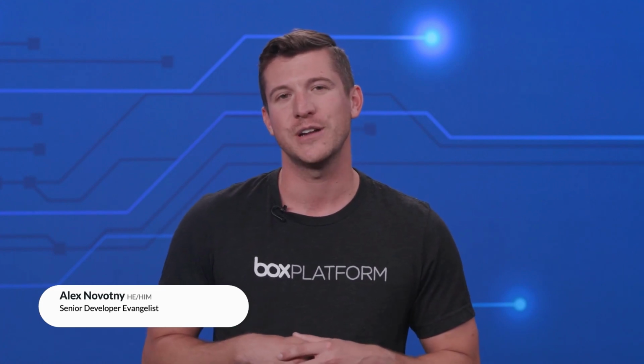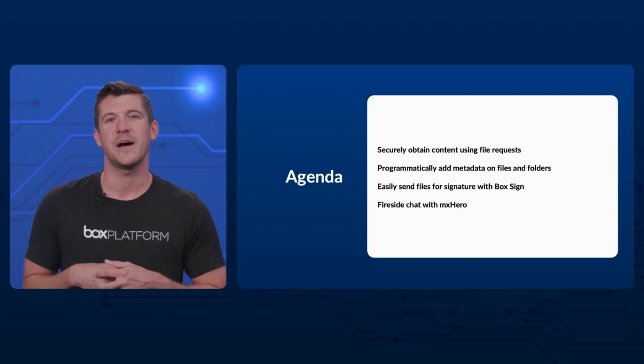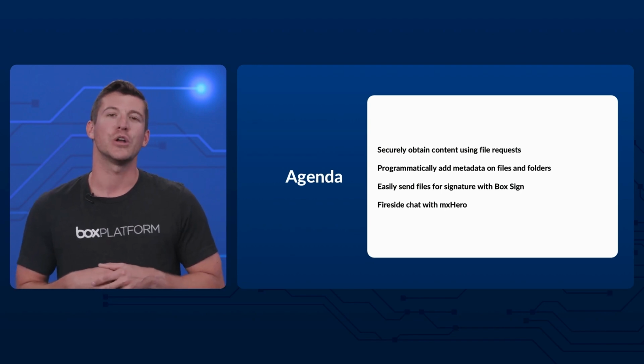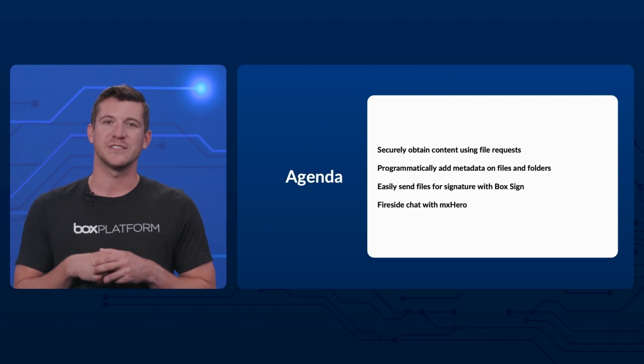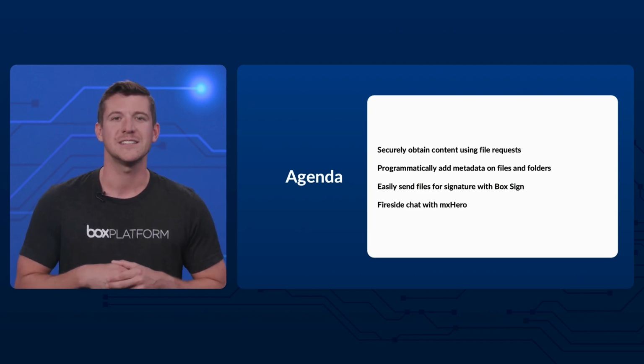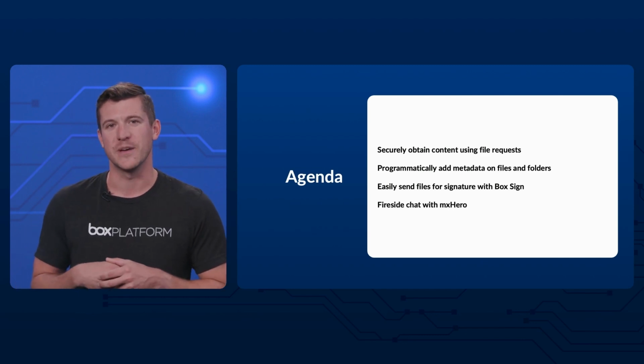And today we're going to talk about Box Platform and accelerating your workflows using Box APIs. First up, we're going to talk about securely obtaining content using file requests. Then we're going to programmatically add metadata on files and folders. Following that, we're going to talk about Box Sign and easily sending files for signature. And we're going to end up with a fireside chat with MxHero.